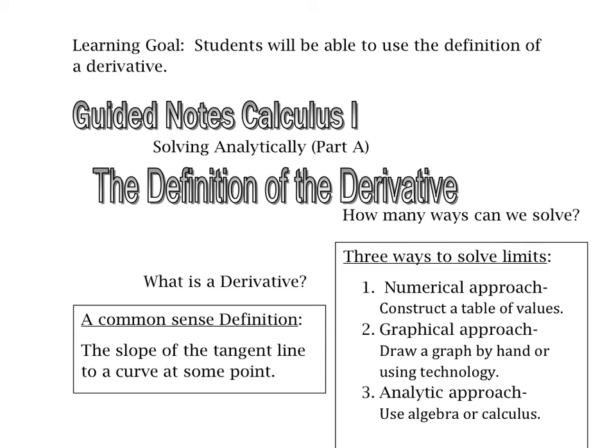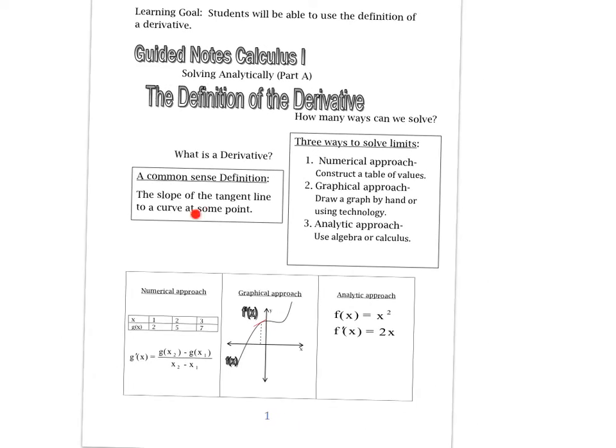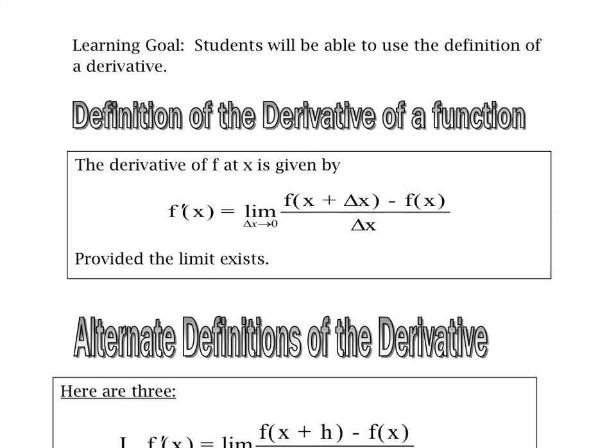Alright, 3.4 here, solving analytically. This is part A. So just to recap, we got the derivative here. Remember, the derivative is just the slope. We got different ways that we can calculate it: numerical, graphical, like just looking and observing what the slope appears to be, finding the slope between 2 points, maybe taking the average of a couple slopes, and then there's the analytical approach using the definition of derivative.